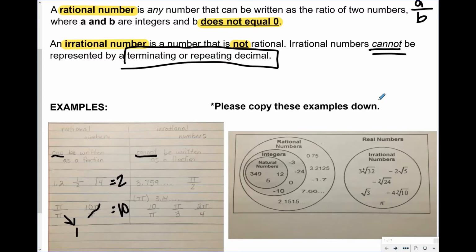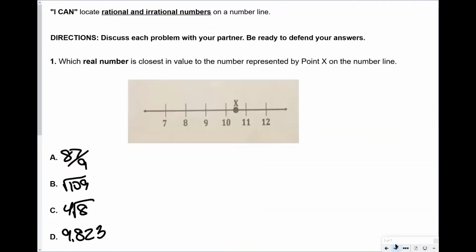All right, so hopefully you got these down. Let's move on to some example problems. Up at the top, I got another I can statement: I can locate rational and irrational numbers on a number line. Now, I'm not going to do it 3 times. The direction tells us, discuss each problem with your partner, and be ready to defend your answer. Well, this is for if I was teaching right now. And we're going to do that.